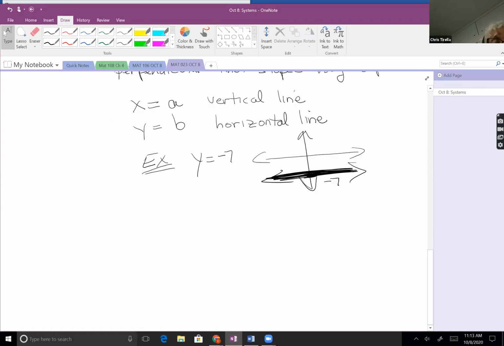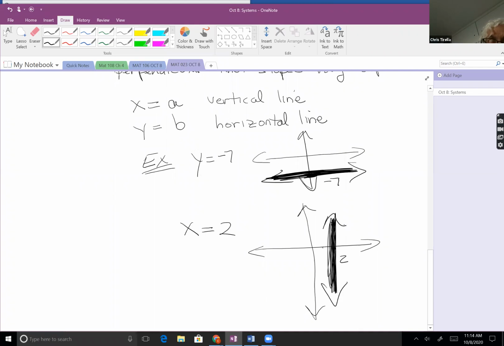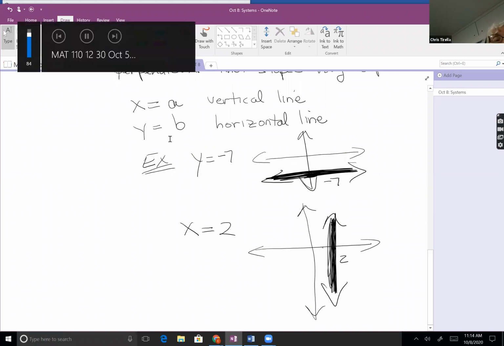Instead, if I had something like x equals 2, there we have no y at all, so we can't even think of a slope because it's nowhere near that form. So I'm going to go to that 2 on the x-axis. And every point that has an x value of 2 is going to be on this vertical line. And so you need to remember, if it's just x equals a number, it's a vertical line. If it's just y equals a number, it's a horizontal line.